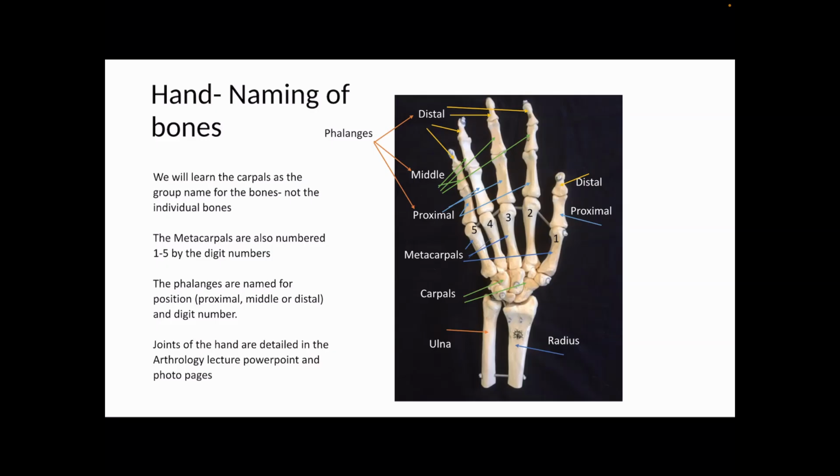Naming of bones, let's name them from wrist to fingertips. At the base, we have the carpals, 8 small bones in 2 rows. Then the metacarpals, numbered 1 through 5, starting with the thumb. And finally, the phalanges, which are named by both digit and position: proximal, middle, or distal. So, for example, the index finger has a proximal, middle, and distal phalanx. But the thumb has only 2, proximal and distal.